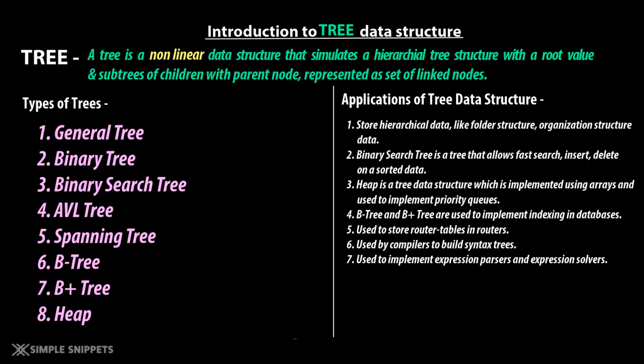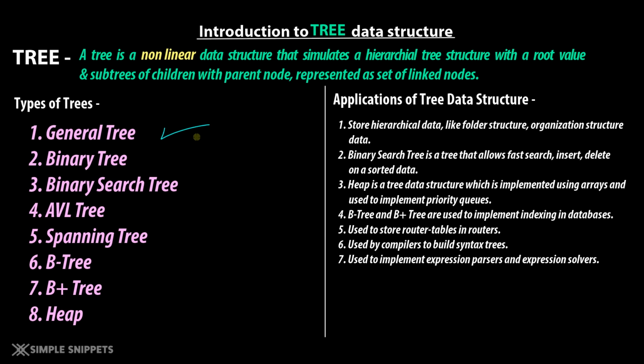Starting with types, we have many types of trees. We have general tree, which we just saw. We also saw binary tree. Then we have another variant of binary tree, which is binary search tree. We have AVL tree, spanning tree, B plus tree, heap. Heap is also a type of tree. And we have some more examples also.